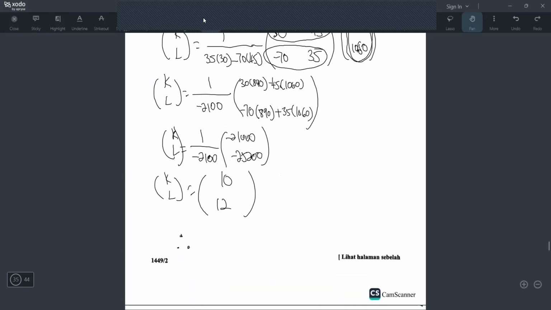So we have to write K equals RM10 and then L equals RM12. Okay, then only you get full marks. All right. Okay, hope you understand.